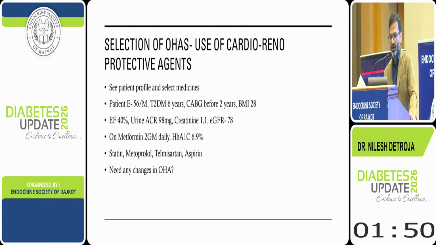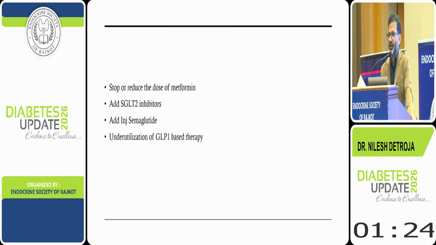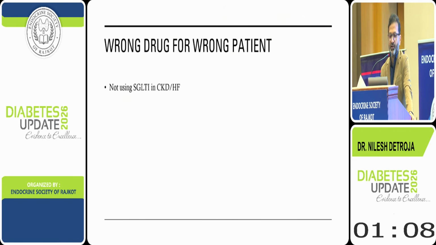Again, briefly: a diabetic patient, CABG two years ago, BMI of 28, ejection fraction only 40, urine ACR 98, creatinine normal. This patient is on metformin 2 gram, HbA1c is 6.9, plus additional cardiac medicines. Do we need to change OHA? HbA1c is 6.9, so what needs to change? Yes, we need not only SGLT2, we need SGLT2 and semaglutide or tirzepatide for cardioprotection and mortality benefit also. So you stop some medicine, start these two, and monitor sugar accordingly.